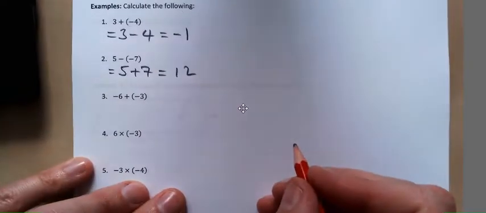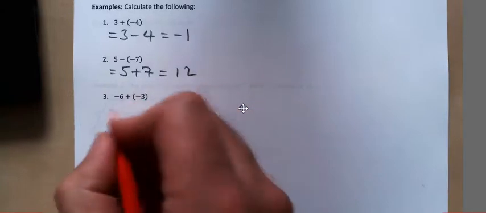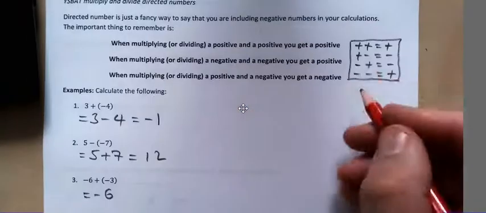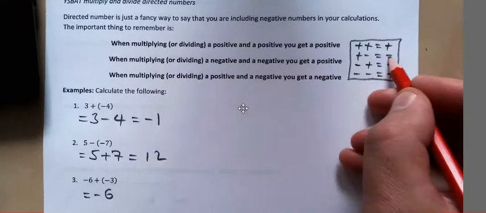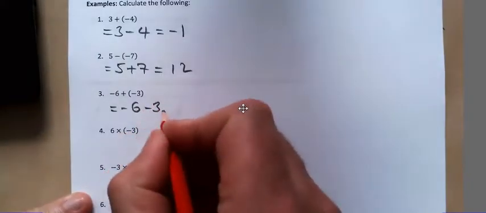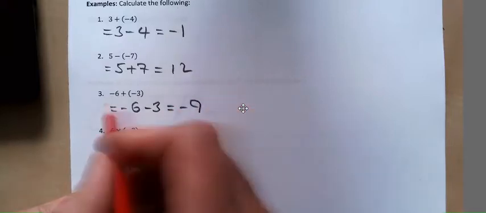Minus 6 plus minus 3. Do we have two signs beside each other? We do: a plus and a minus, so that's the same as a minus. Minus 6 minus 3, and that equals minus 9. Be careful with that one.